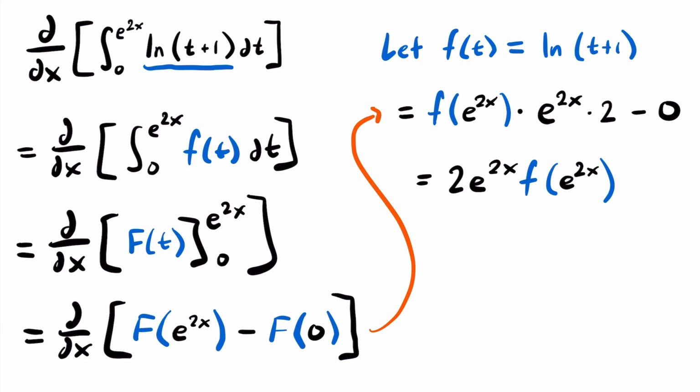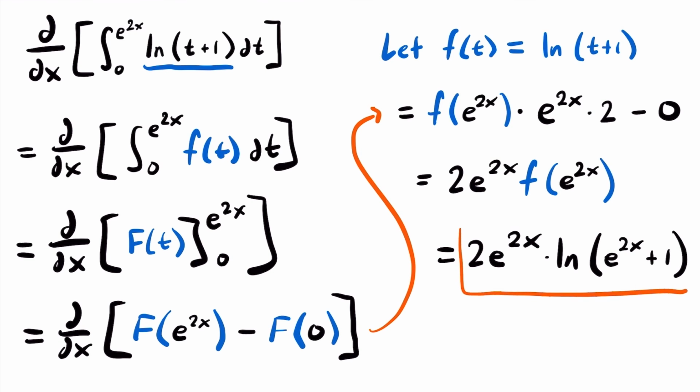All right, that's all that's going on here. We're plugging e to the power of 2x into small f of t. So let's write it out. This will be equal to 2 times e to the power of 2x times the natural log of t plus 1, but t is going to be replaced with e to the power of 2x. So we have e to the power of 2x plus 1. And that right there is our final answer. That is the derivative of this expression, or this integral, using the fundamental theorem of calculus.